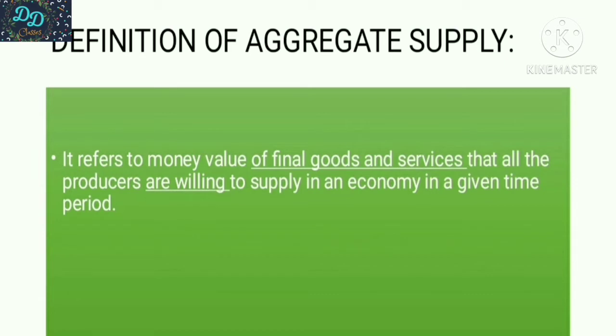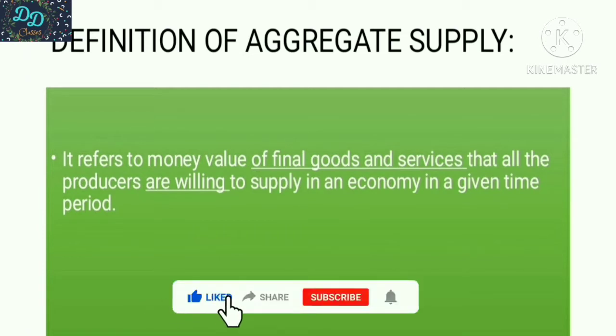Today we are going to see about the aggregate supply and its components for the Class 12 determination of income and employment lesson. So first of all, define aggregate supply. What is aggregate supply? It refers to the money value of final goods and services that all the producers are willing to supply in an economy in a given time period.